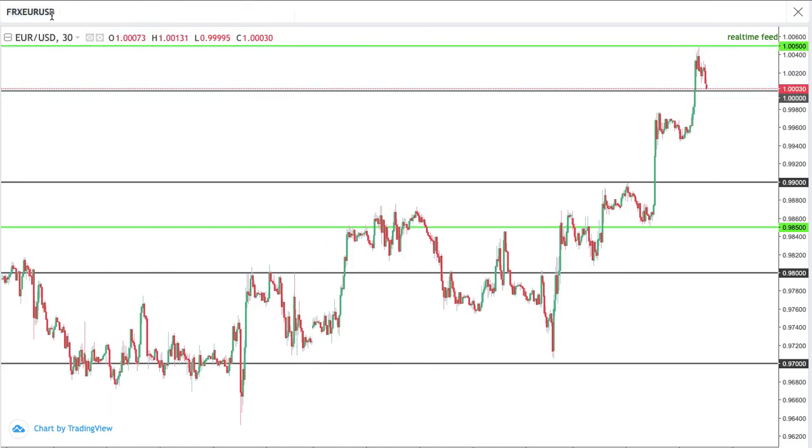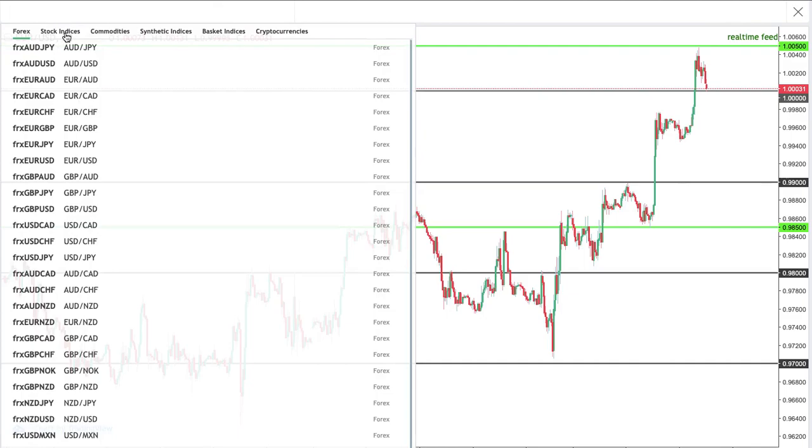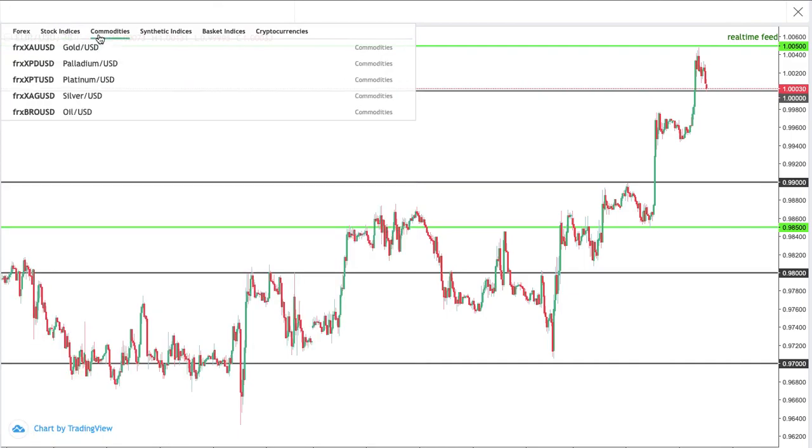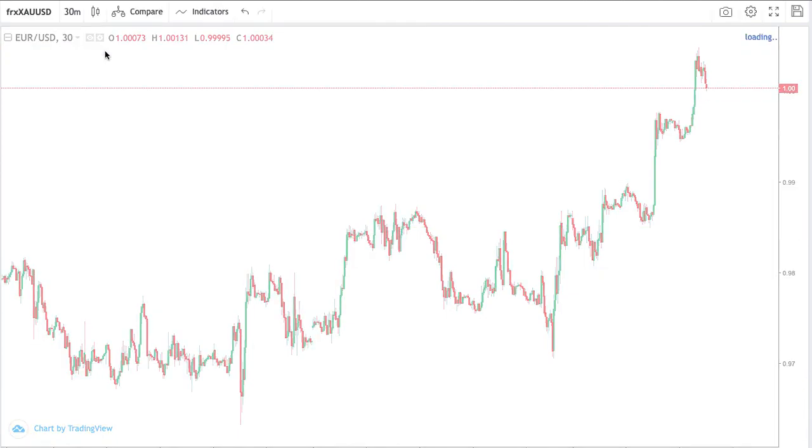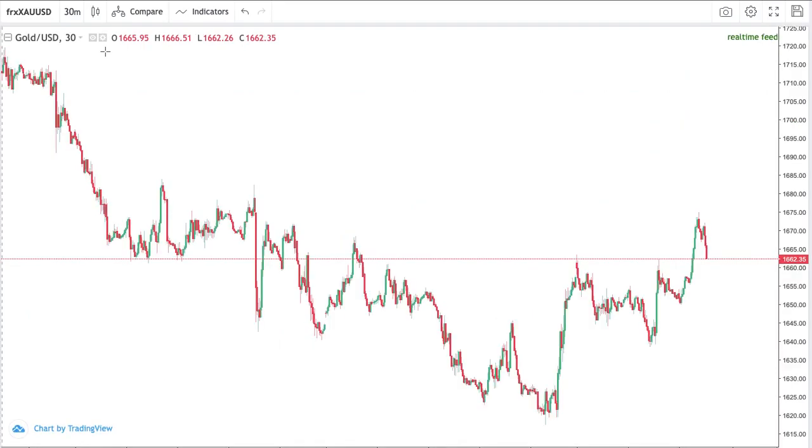So let us go for gold now. Let us check for gold to see. Okay, this is gold currently. Wow, what a nice chart view here. This is currently the gold chart.